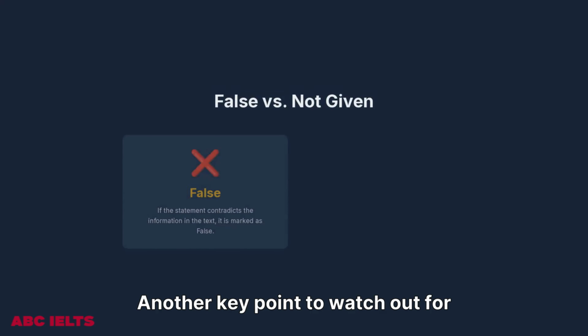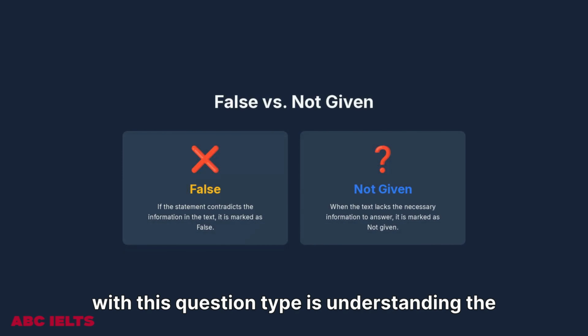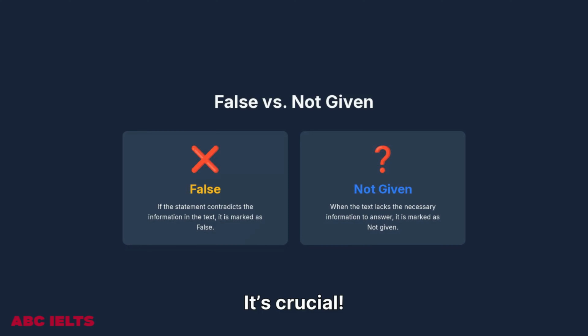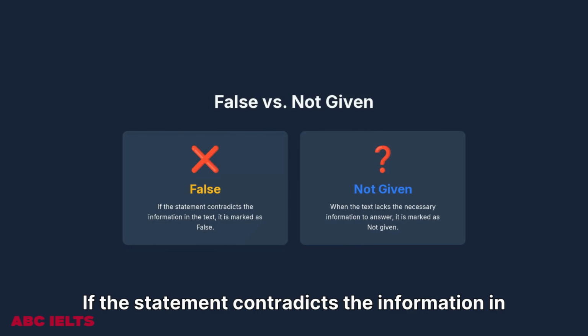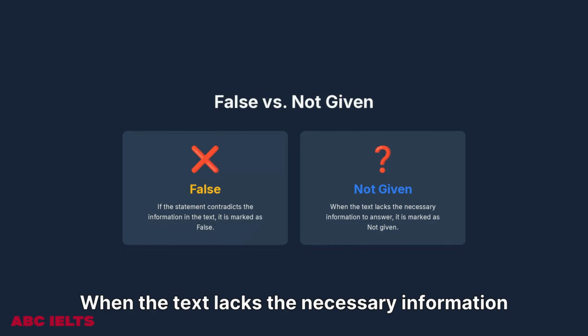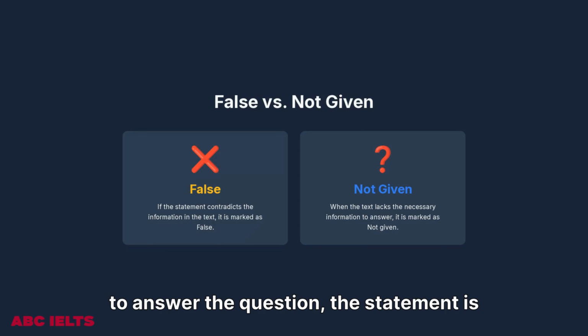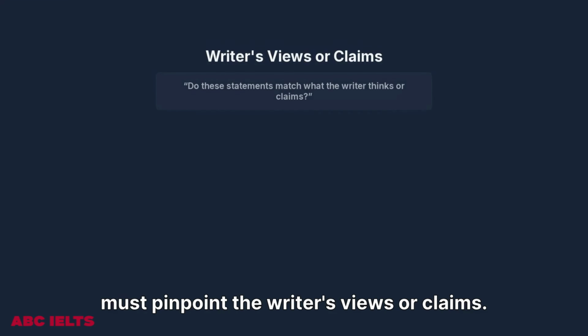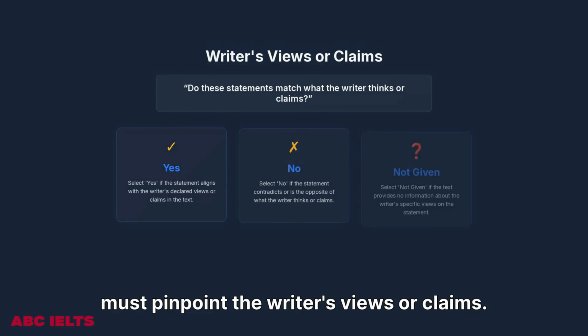Another key point to watch out for with this question type is understanding the distinction between false and not given. It's crucial. If the statement contradicts the information in the text, meaning it's the opposite of what's being said, it is marked as false. When the text lacks the necessary information to answer the question, the statement is marked as not given.